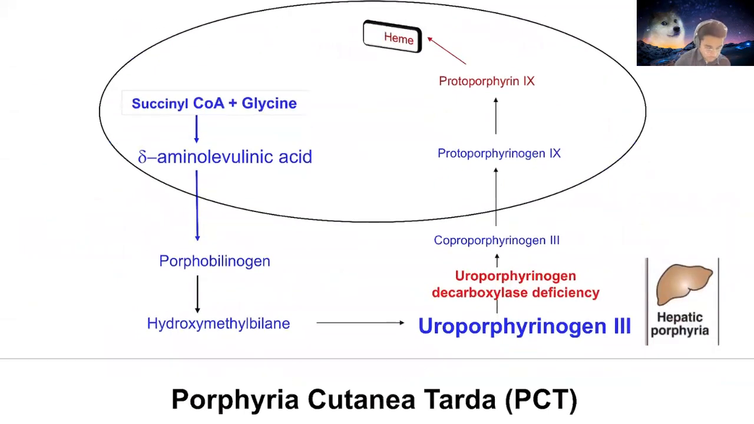Okay, this is hepatic porphyria. This one is a little difficult because what happens is uroporphyrinogen decarboxylase deficiency. And what you need to know with this is your porphyrinogen type 3 is elevated, okay?